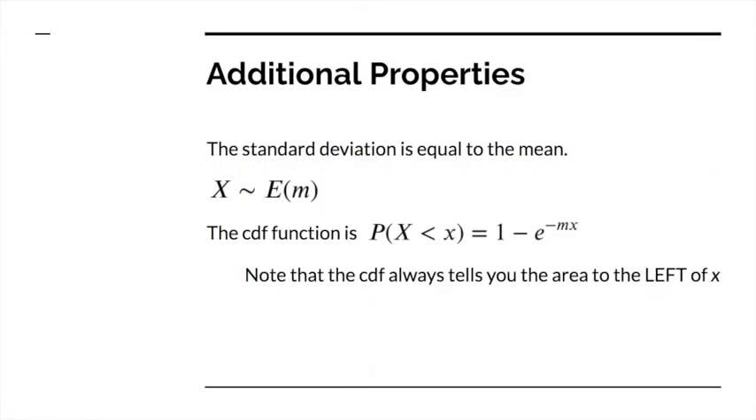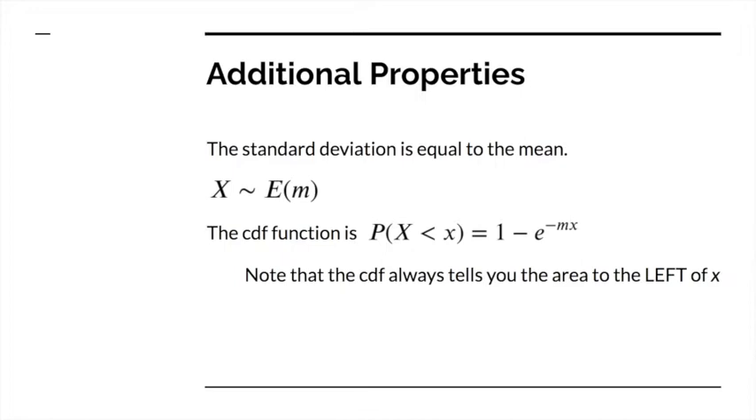So in this one, the standard deviation formula is actually really easy. If you're given the mean, then you're given the standard deviation because they're the same. When we describe with notation that x is distributed as an exponential, we use this x tilde again, distributed as E with m as the parameter. Okay, m is that decay coefficient.